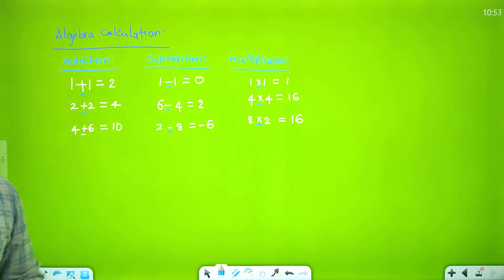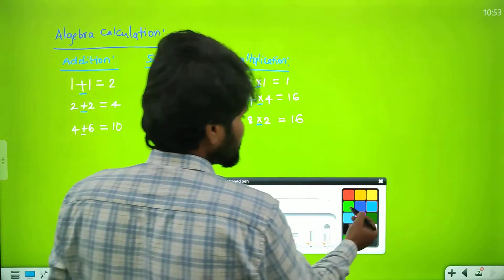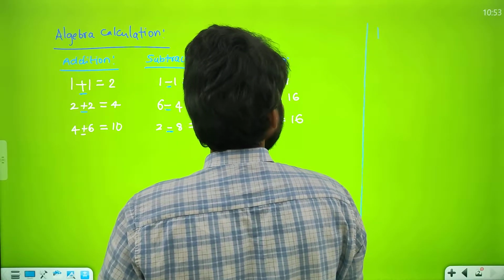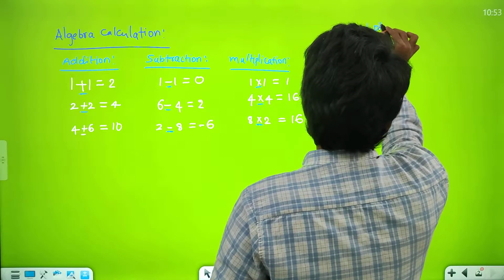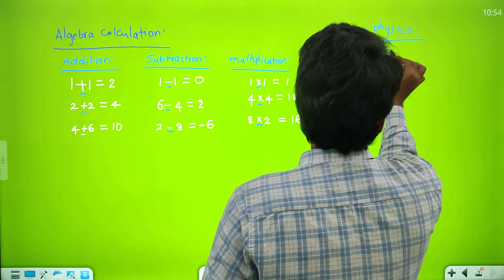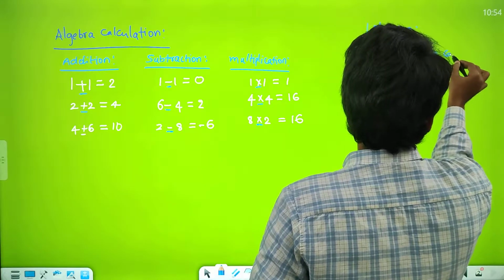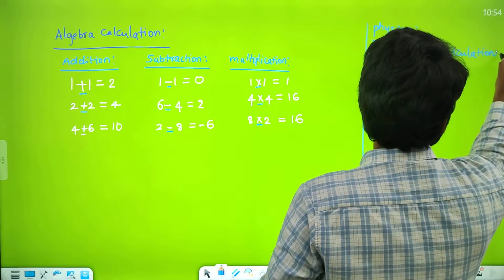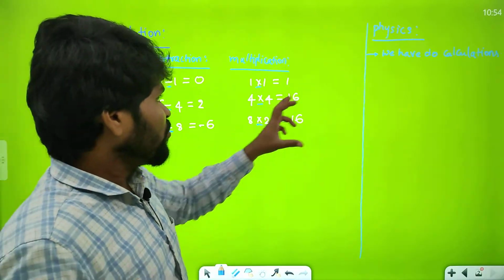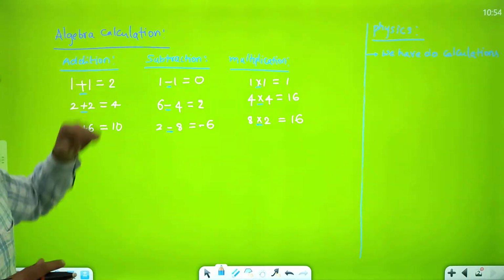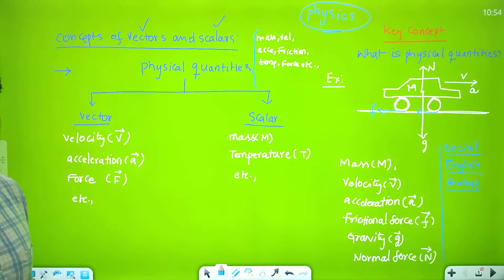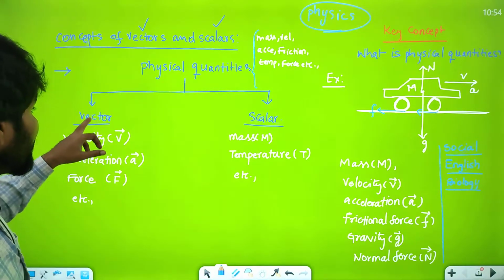Why do I explain these algebra calculations? Because in physics we need to do some calculations. We have to find some result. That is physics. So for that, we have to do calculations using algebra. But in our physical quantities, some are scalars, some are vectors. So how can we calculate the scalars, and how can we calculate the vectors?